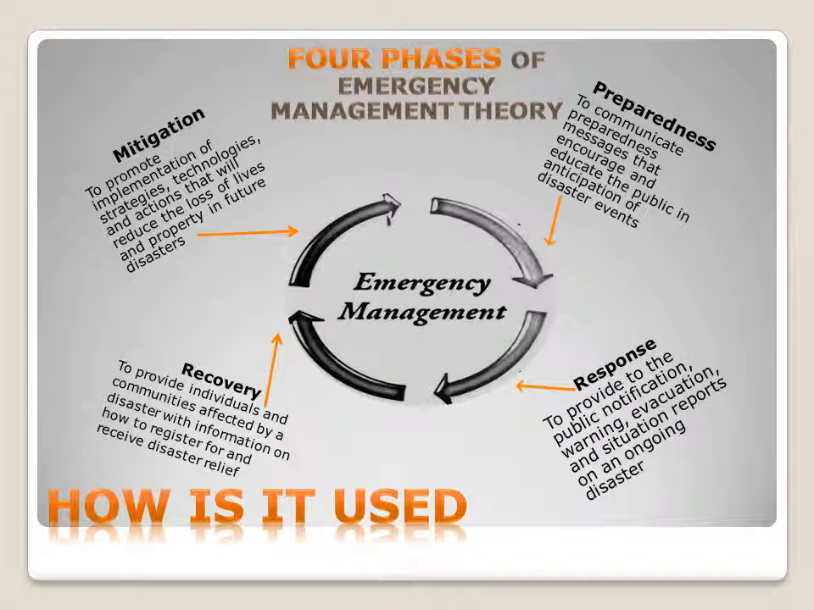This slide shows the four phases of emergency management that consist of mitigation, preparedness, response, and recovery. Emergency management theory uses the phases to achieve the main objective of emergency management theory, that is to provide timely and accurate information to the public in all phases of emergency management.